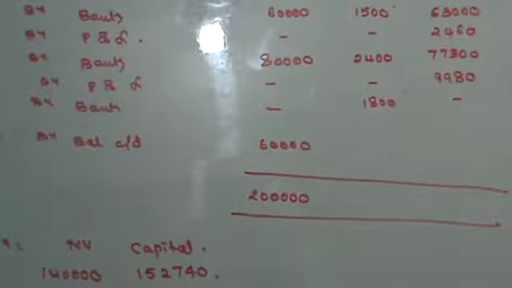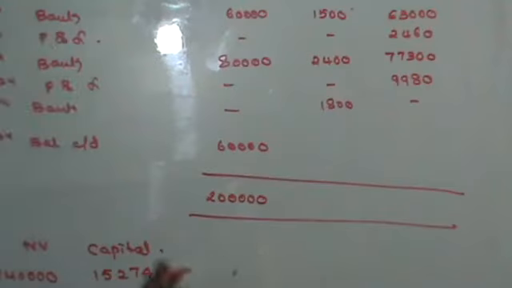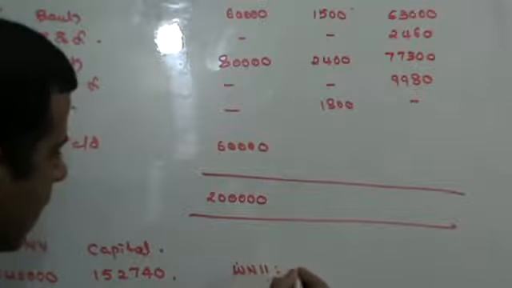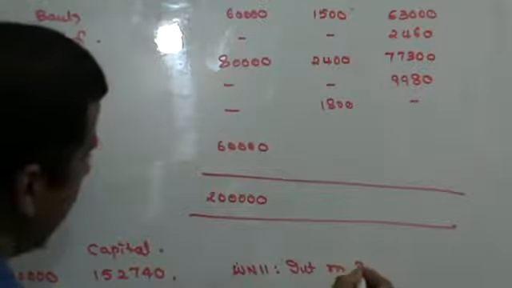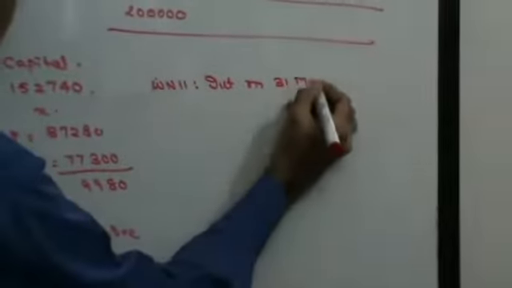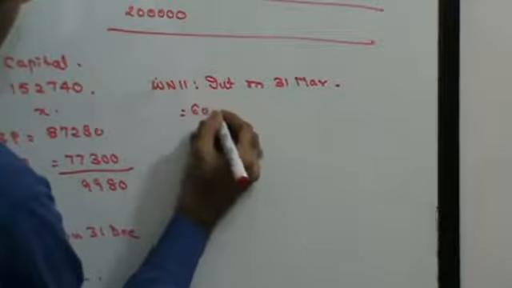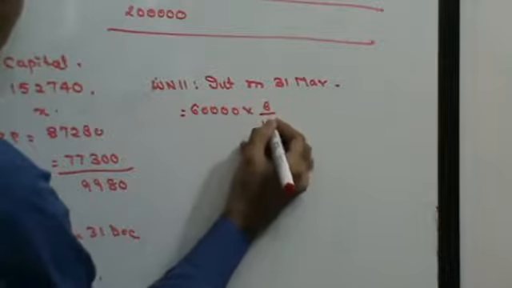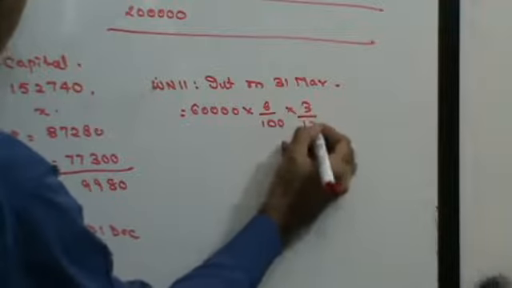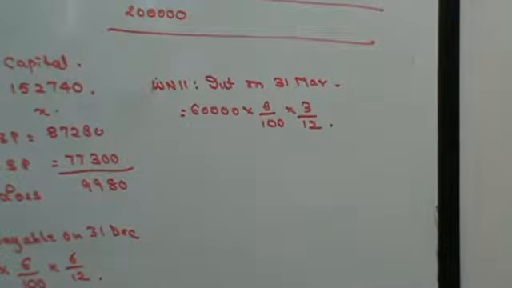Now let's calculate the interest on the closing balance. But we just calculated on 60,000? That was as on 31st December, when we paid the interest. From 31st December to 31st March I have to make the interest due. 3 months interest has not been paid. So working note 11: interest on 31st March is 60,000 at 6% for 3 months. Everyone understood why 3 months? Because from 31st December to 31st March is 3 months. 900.